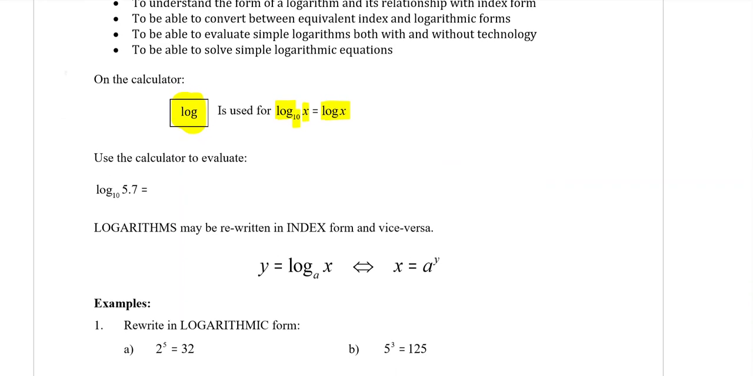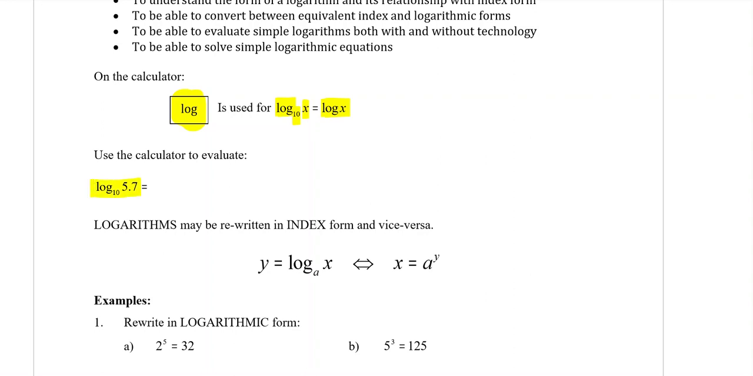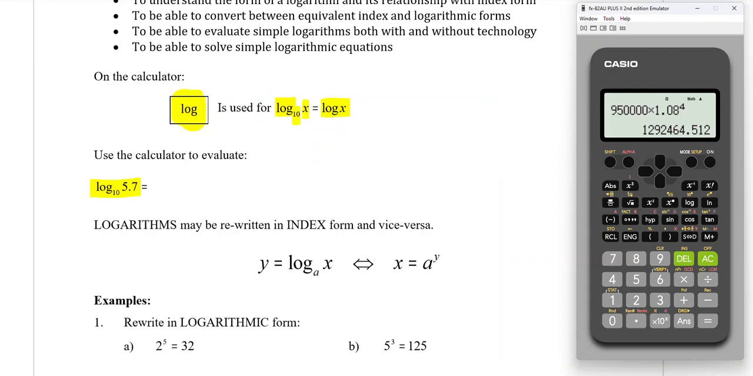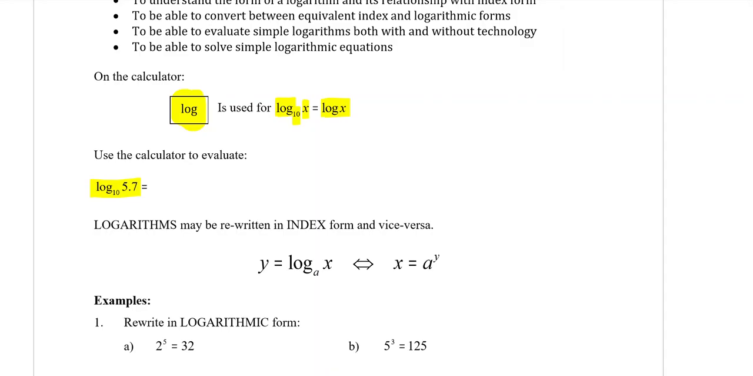So to practice that on our calculator, we're going to type in log base 10 of 5.7. So the log base 10 just means we push the log button. It doesn't show you the base 10 part, but then you press 5.7 and equals, and so that is equal to 0.7559 if I do 4 decimal places.